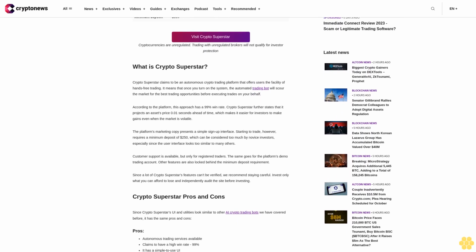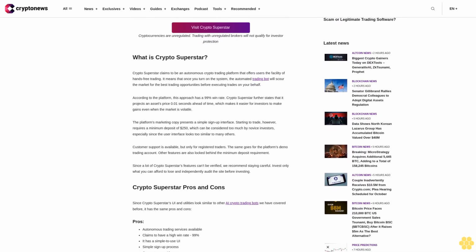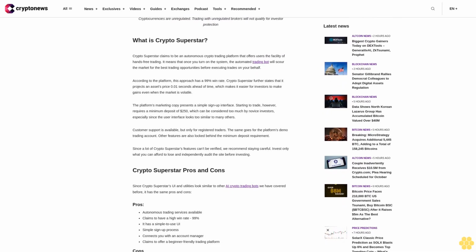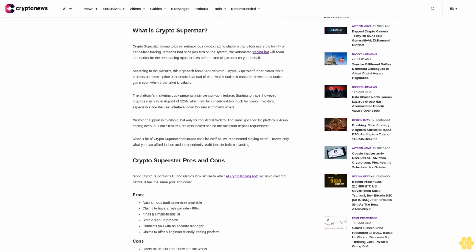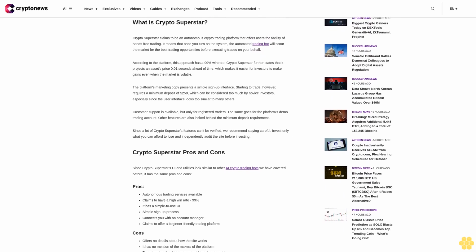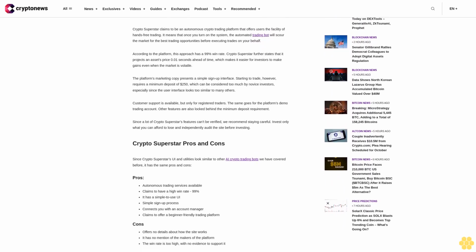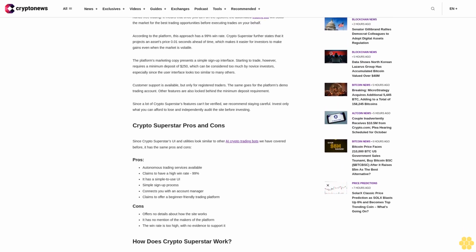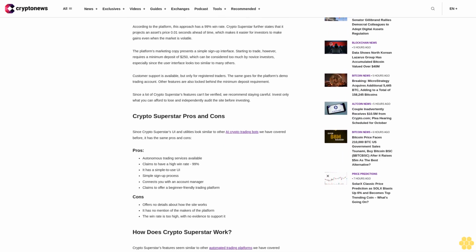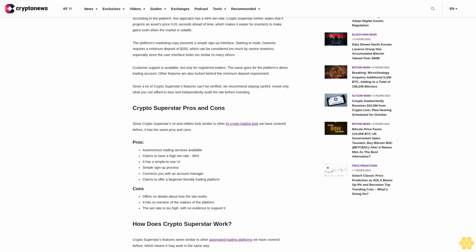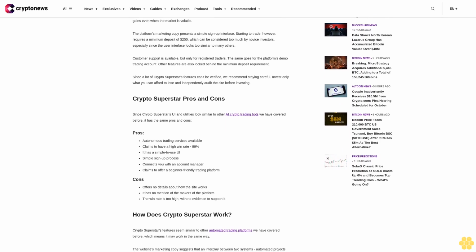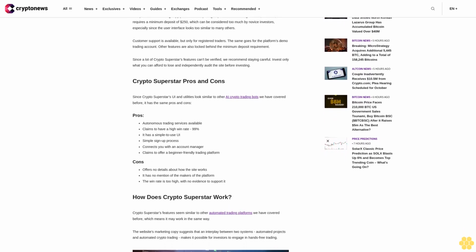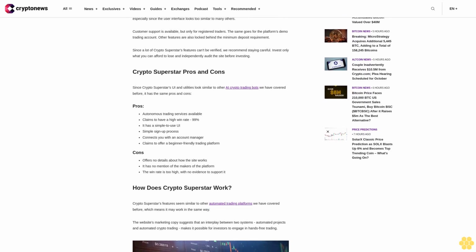The platform's marketing copy presents a simple sign-up interface. Starting to trade, however, requires a minimum deposit of $250, which can be considered too much by novice investors, especially since the user interface looks too similar to many others. Customer support is available, but only for registered traders. The same goes for the platform's demo trading account. Other features are also locked behind the minimum deposit requirement. Since a lot of Crypto Superstar's features can't be verified, we recommend staying careful. Invest only what you can afford to lose and independently audit the site before investing.